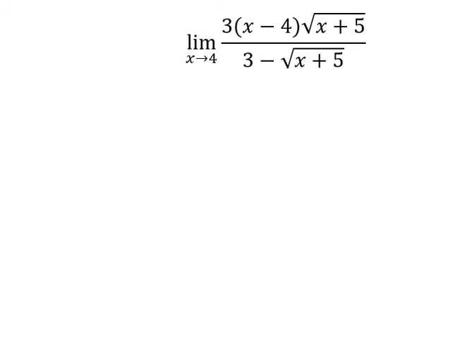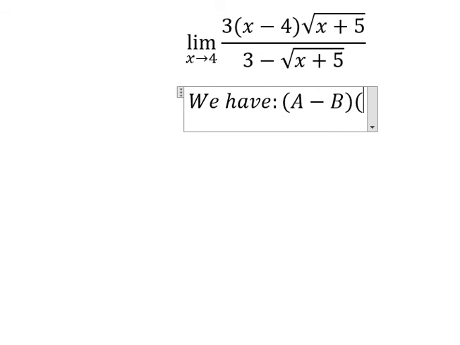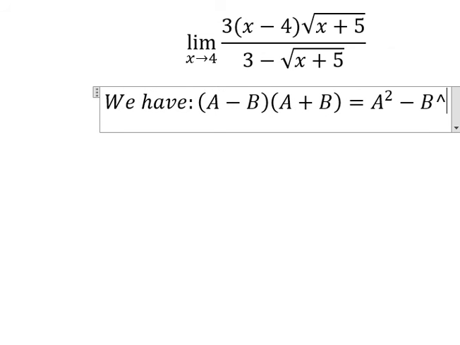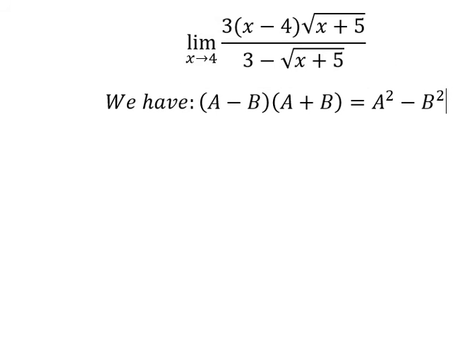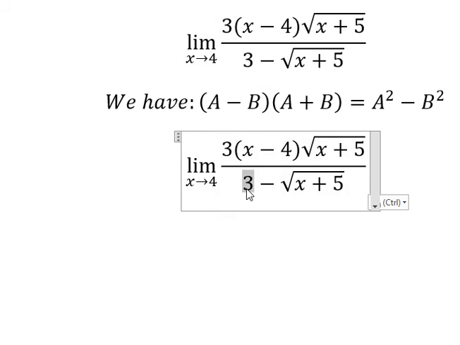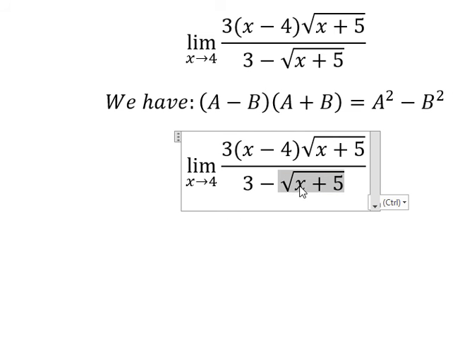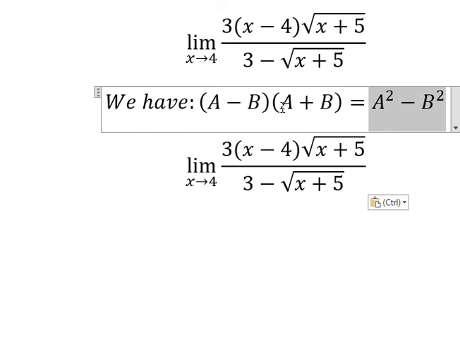We have the formula in here. That is about a minus b multiplied by a plus b equals a square minus b square. So this one is a, this one is b. We create a square minus b square to cancel the square root. So to create this one, we need to multiply by a plus b on the numerator and denominator.